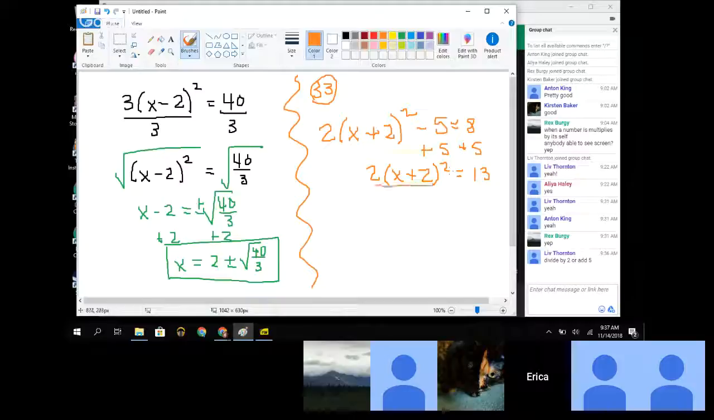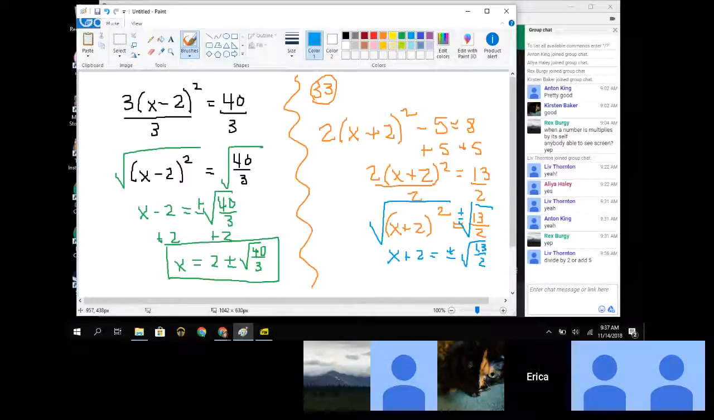Now we're going to divide by 2, all right? And we get x plus 2 squared equals 13 over 2. Now we want to take the square root of both sides. And when we do that, we want the plus or the minus, right? So we're left with x plus 2 equals plus or minus the square root of 13 over 2.